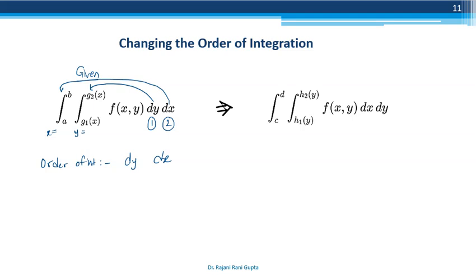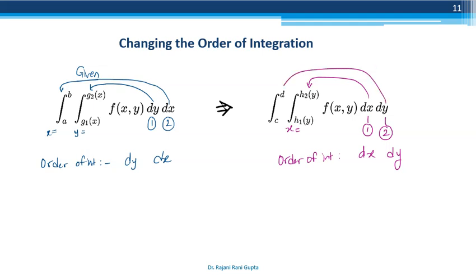So what happened here? Here you are first integrating with respect to x and then with respect to y. So in this case, the order of integration becomes dx dy. And the limits again get changed. x varies from h1(y) to h2(y) and y varies from c to d. Note that the function that you are integrating remains the same.